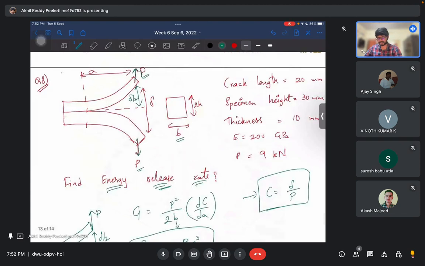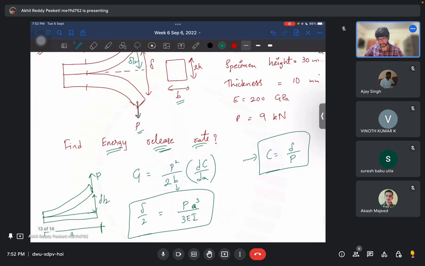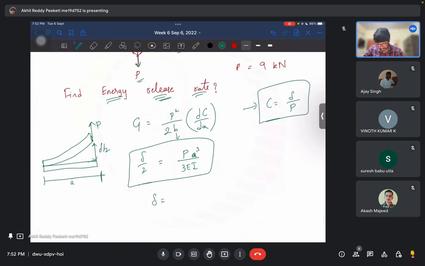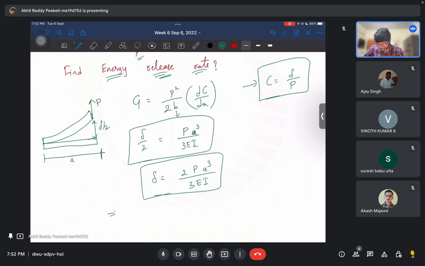Now our total deflection, the gap between two parts, is 2 into delta. So delta is actually 2Pa cube by 3EI. Okay. Now C is delta by P. So this would make C equal to 2a cube by 3EI.